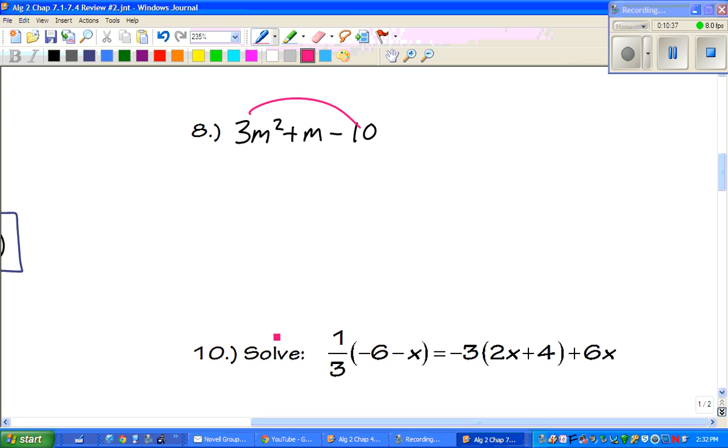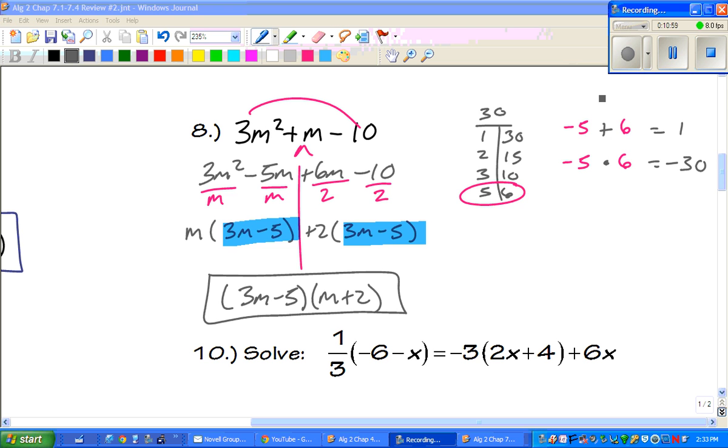Okay, there's no GCF, so you're looking for the factors of 30 that add up to 1, but multiply to get negative 30. You guys are all on your own, okay? Good luck. Pause that video. Okay, and after you factor everything out, you get 3m minus 5 and m plus 2.